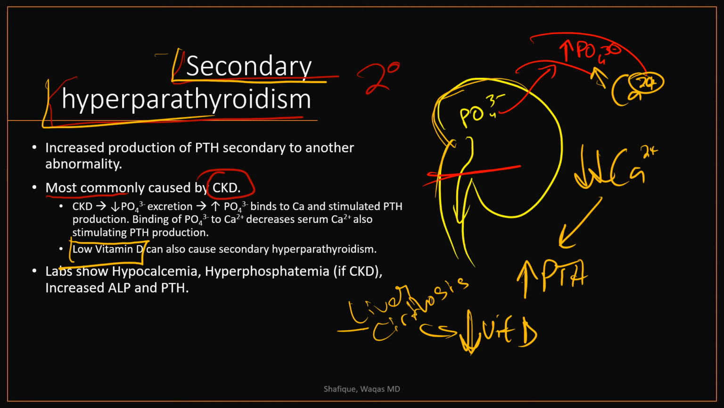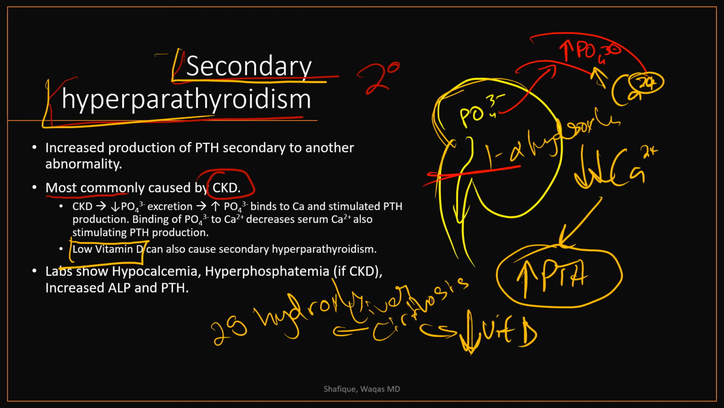In this case, you'll be missing the 25-hydroxylase, and if you have kidney disease, you'll be missing the 1-alpha hydroxylase, both enzymes required to make active vitamin D3. So if you don't have that, you're going to have increased PTH.